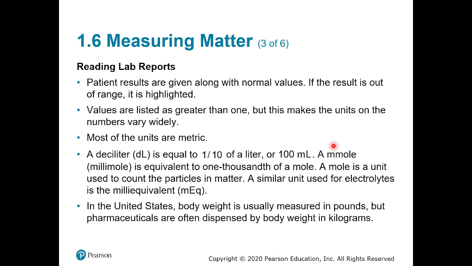So let's talk about reading lab reports here. The patient results are given along with normal values, a normal range that they should be in. If the result is out of range, it's typically going to be highlighted. They're trying to communicate more effectively with you because honestly, the units are not going to make any sense unless you look them up, right? The units on numbers vary widely. Most of the units will be metric. Typically, they're going to be listed as something over deciliter. Usually, this is millimole over deciliter.